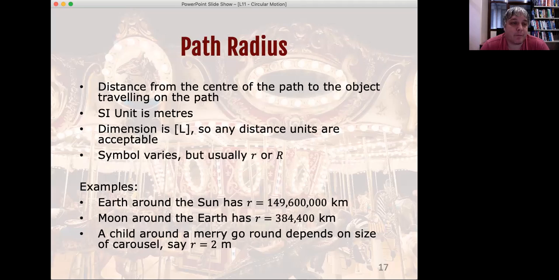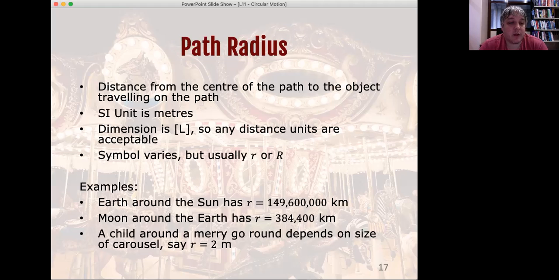So the first one, the path radius, is the distance from the center of the path to the path the object is traveling on. That is a distance, so its dimension is a length. Any distance units are fine, but the SI unit is meters. The symbol does vary. You may have multiple objects on multiple paths and use different symbols to indicate them, but the most common ones are r, or a capital R.